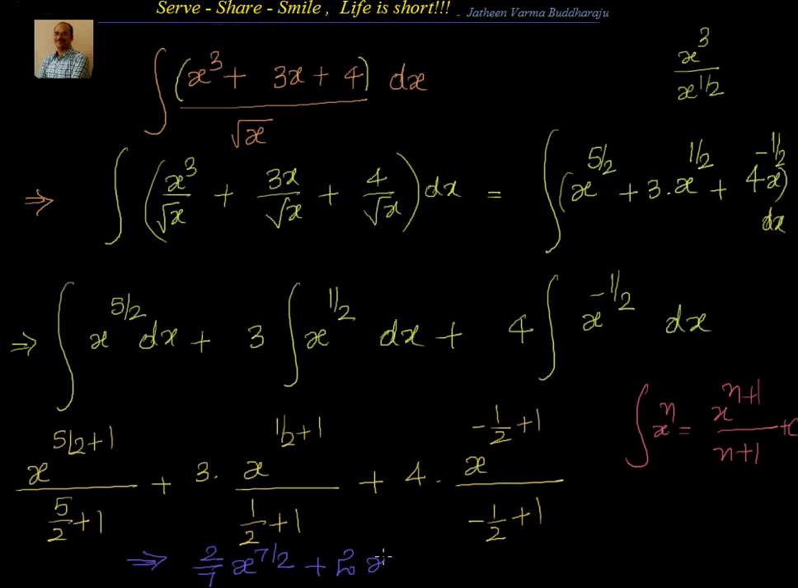You can simplify that. 2x to the power of 3 by 2 plus 4, and 1 minus 1 by 2 is 1 by 2. 4 by 1 by 2 is 4 into 2, 8. So it will become 8x to the power of 1 by 2. Or I can also say 8 root x plus c. So that's how we can solve that.